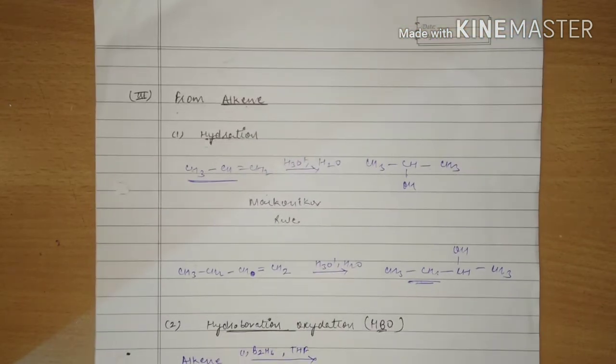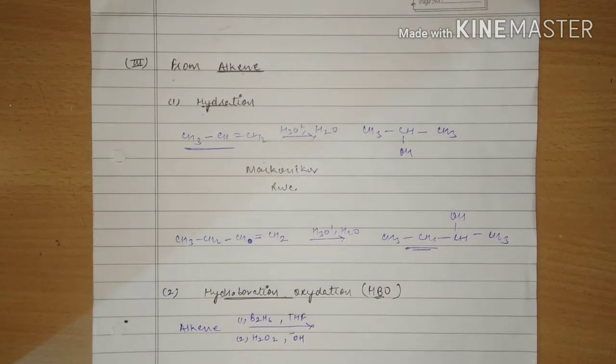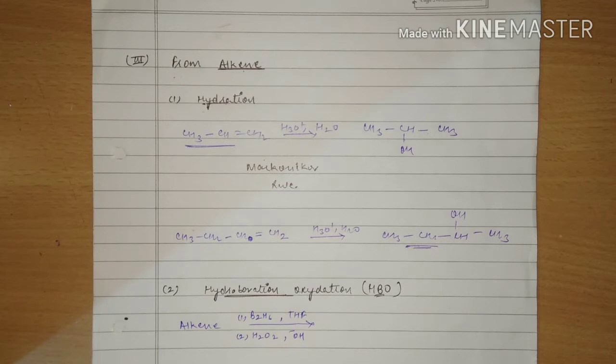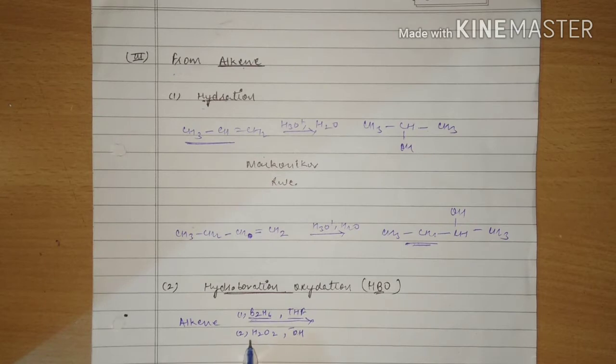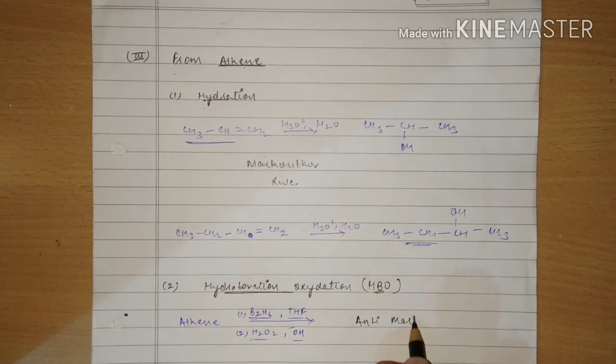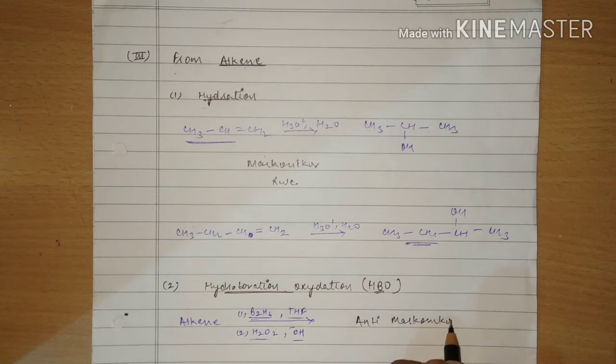Next comes hydroboration oxidation reaction. In this, alkene is reacted with B2H6 in presence of THF, then H2O2 in presence of OH minus. This process follows anti-Markovnikov rule.